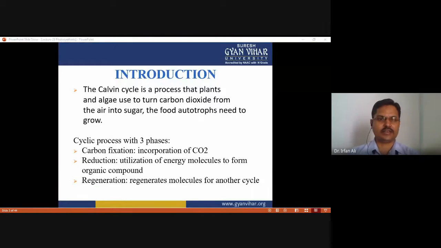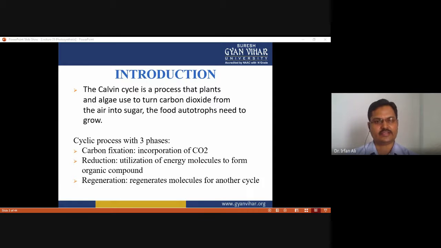So the Calvin cycle is a process that plants, algae, or anything that has chlorophyll in their cells use to take carbon dioxide from the air and convert it into sugar. This process is called carbon fixation, and it makes the food that autotrophs need to grow. The Calvin cycle proceeds in three phases.